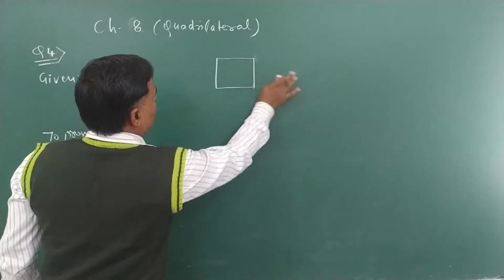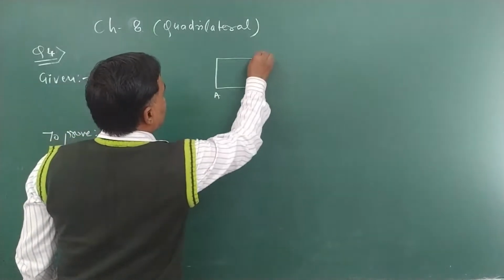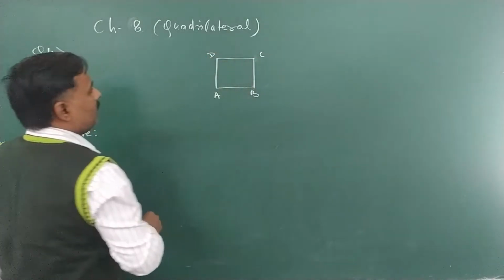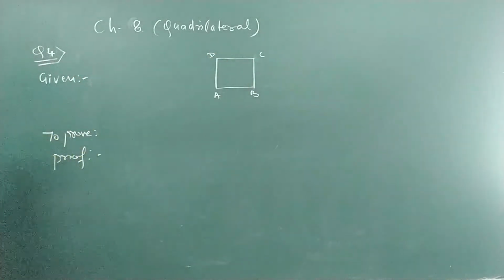ABCD is a square, with vertices A, B, C and D. The diagonals of a square are equal and bisect each other at right angle. So what are we going to prove? That the diagonals are equal and bisecting at right angle. They are bisecting, but we are proving bisecting at right angle.